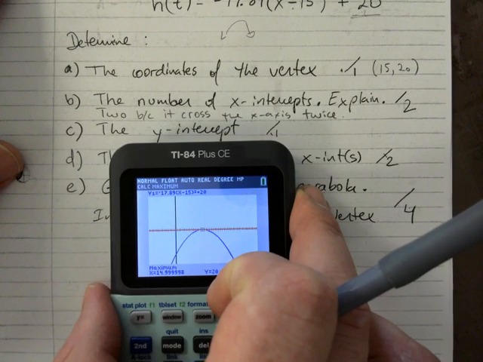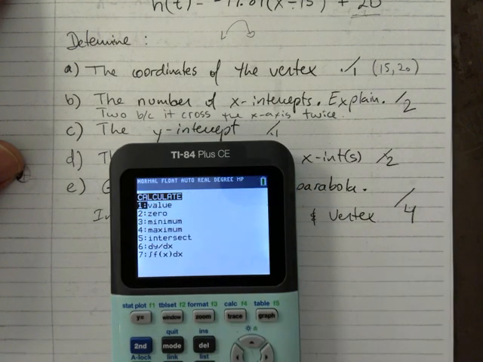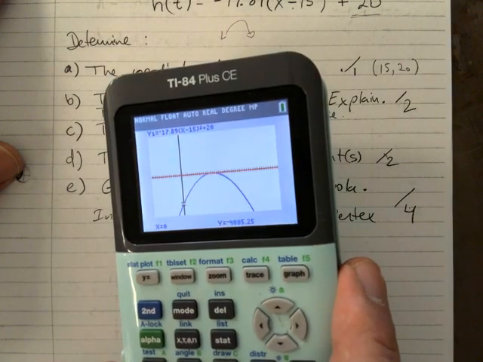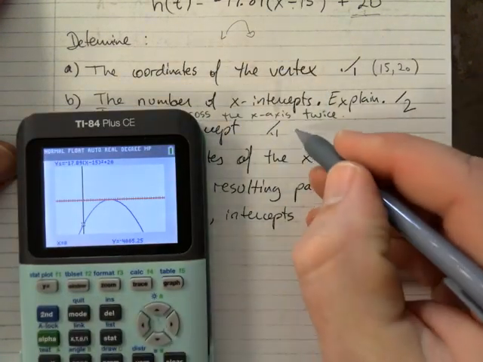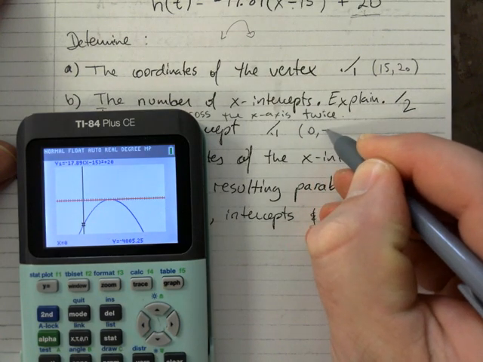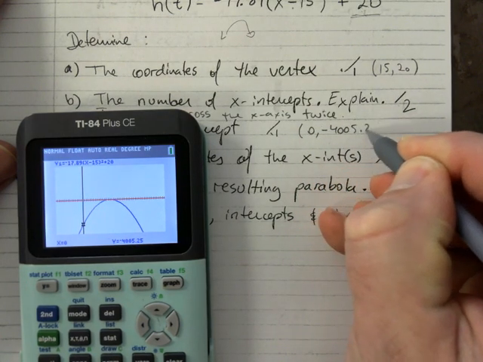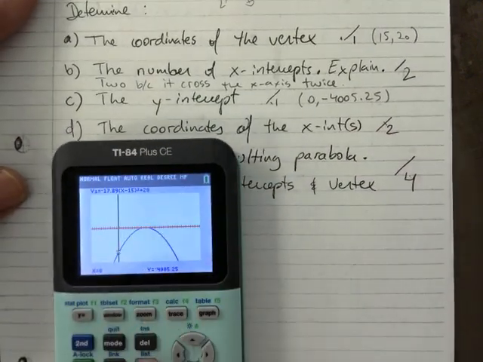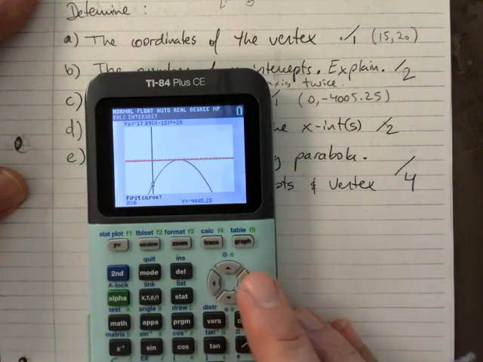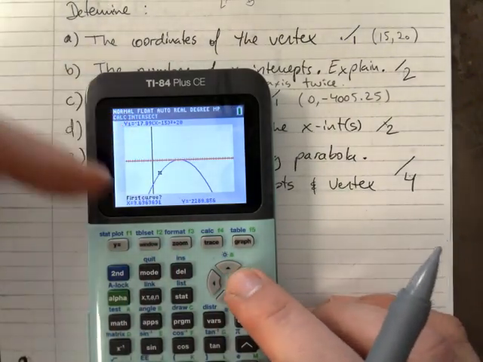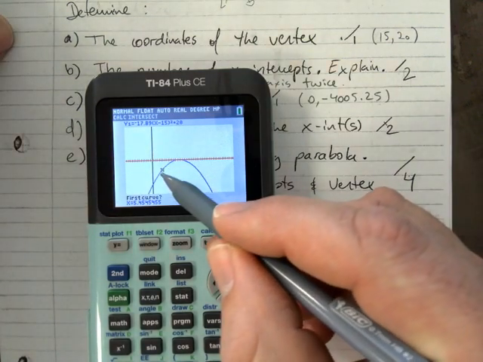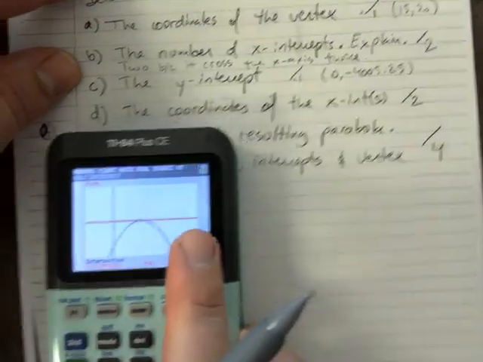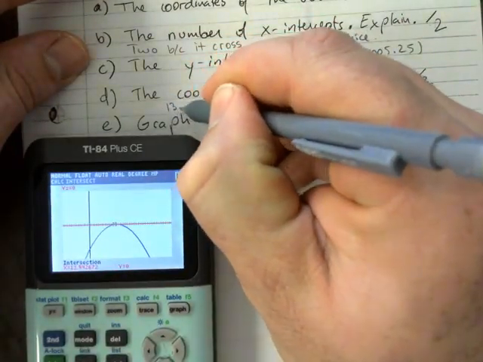The y-intercept, this is probably the one that some of you were like, can that be, right? Second trace 1, make x equal to 0, so that is 0, negative 4005, 25. Coordinates of the x-intercept, we're going to do this again. So if you're not sure, you first come in from this side, so you hit enter, enter, enter. That's 13.94, okay? So that's 13.94.